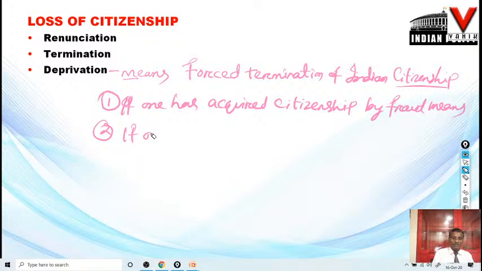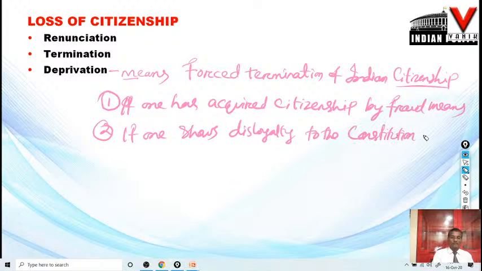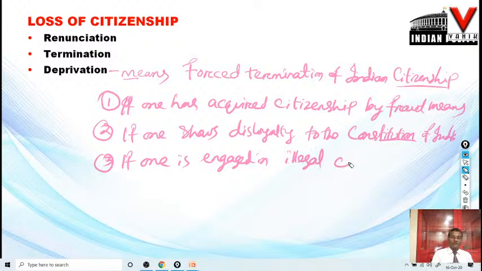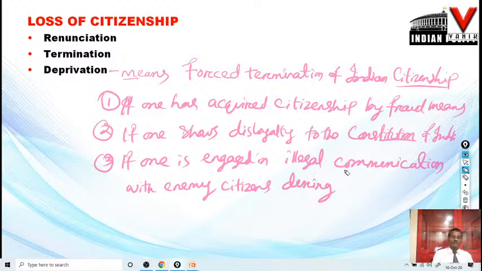Then if one shows disloyalty to the Constitution of India, that is also number three. If one is engaged in illegal communication with enemy citizens during war.